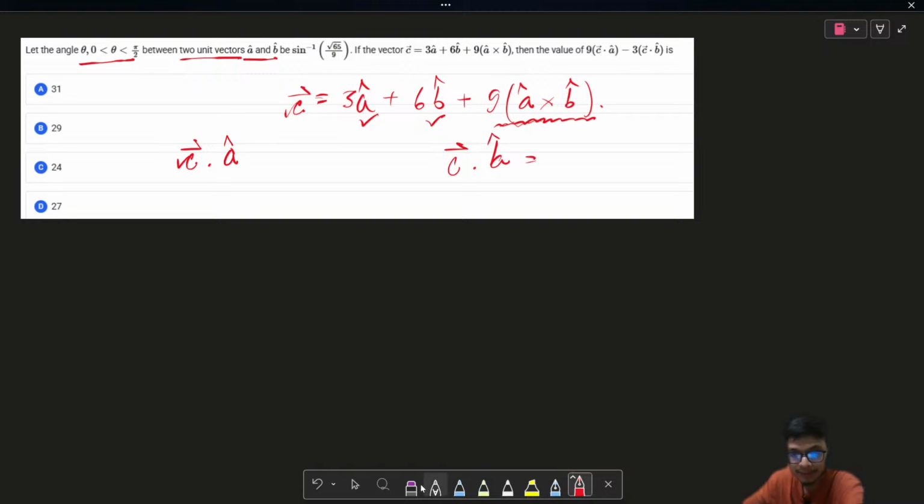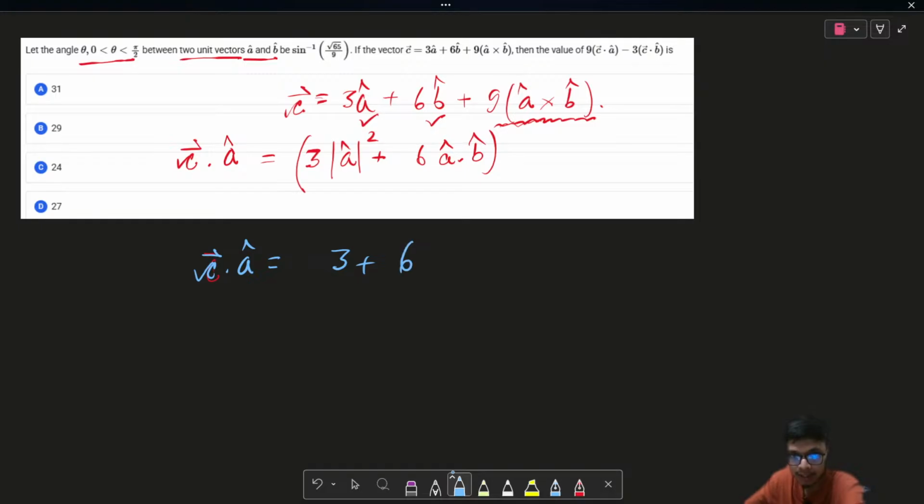So if you do that dot product with A cap and B cap, you will see that the result will turn out to be 3 times of mod of A cap square plus 6 times of A cap dot B cap, and this particular part, that is 9 times of A cap cross B cap dot A cap, is going to be 0, right? So this part will vanish away. So I will have the result as this, which I can write as C vector dot A cap is equals to 3 plus 6 multiplied with cosine of theta, right?